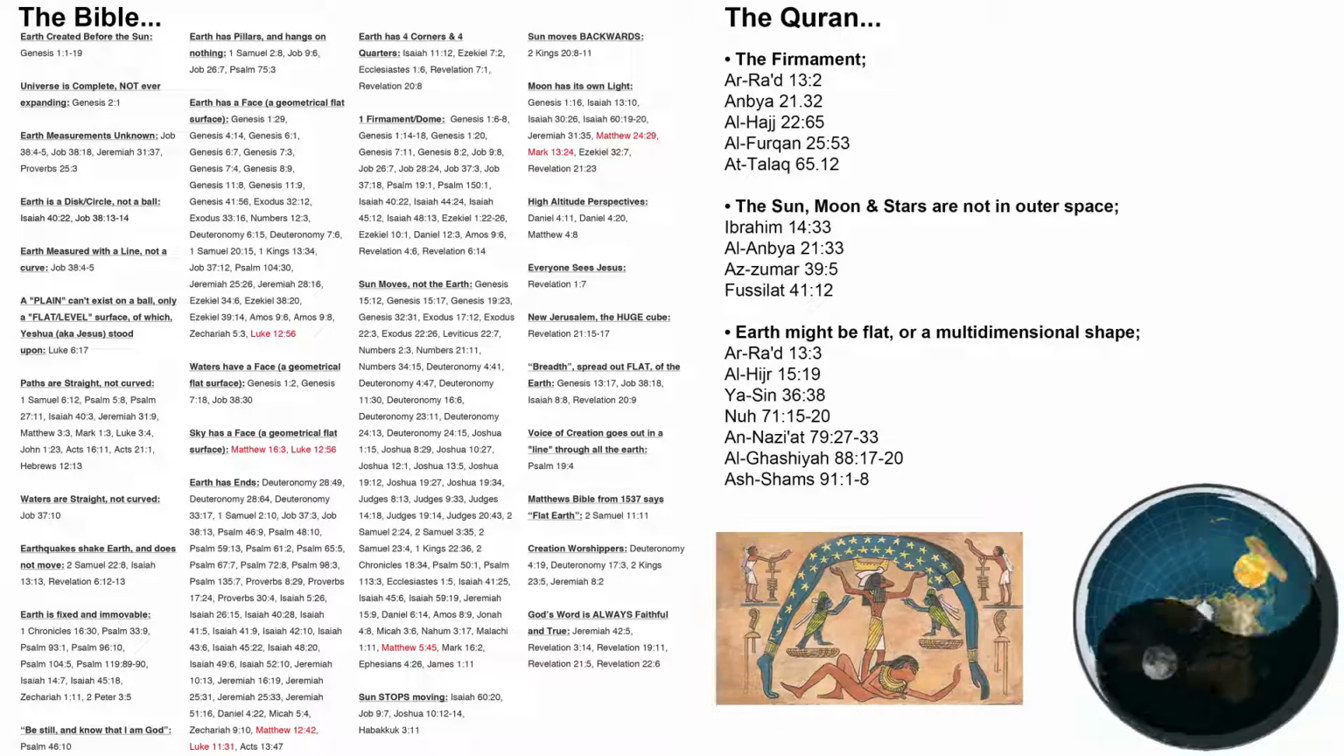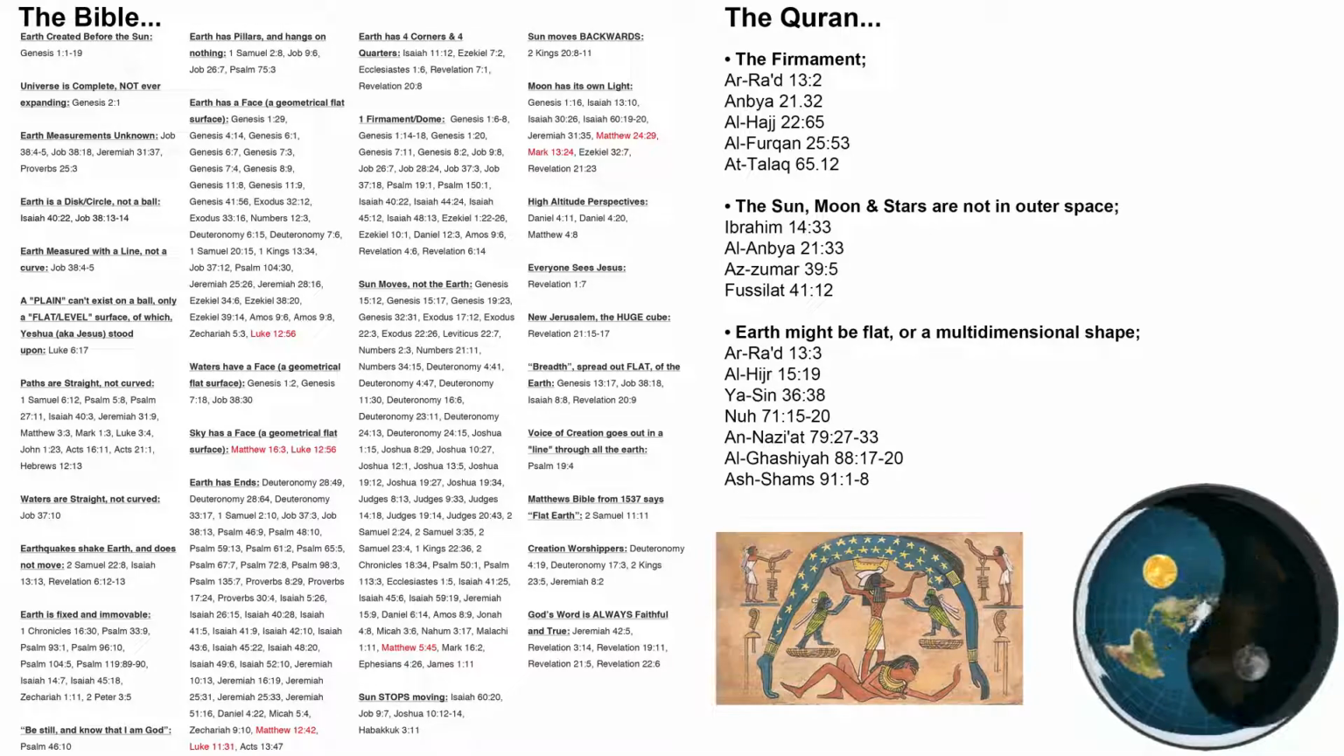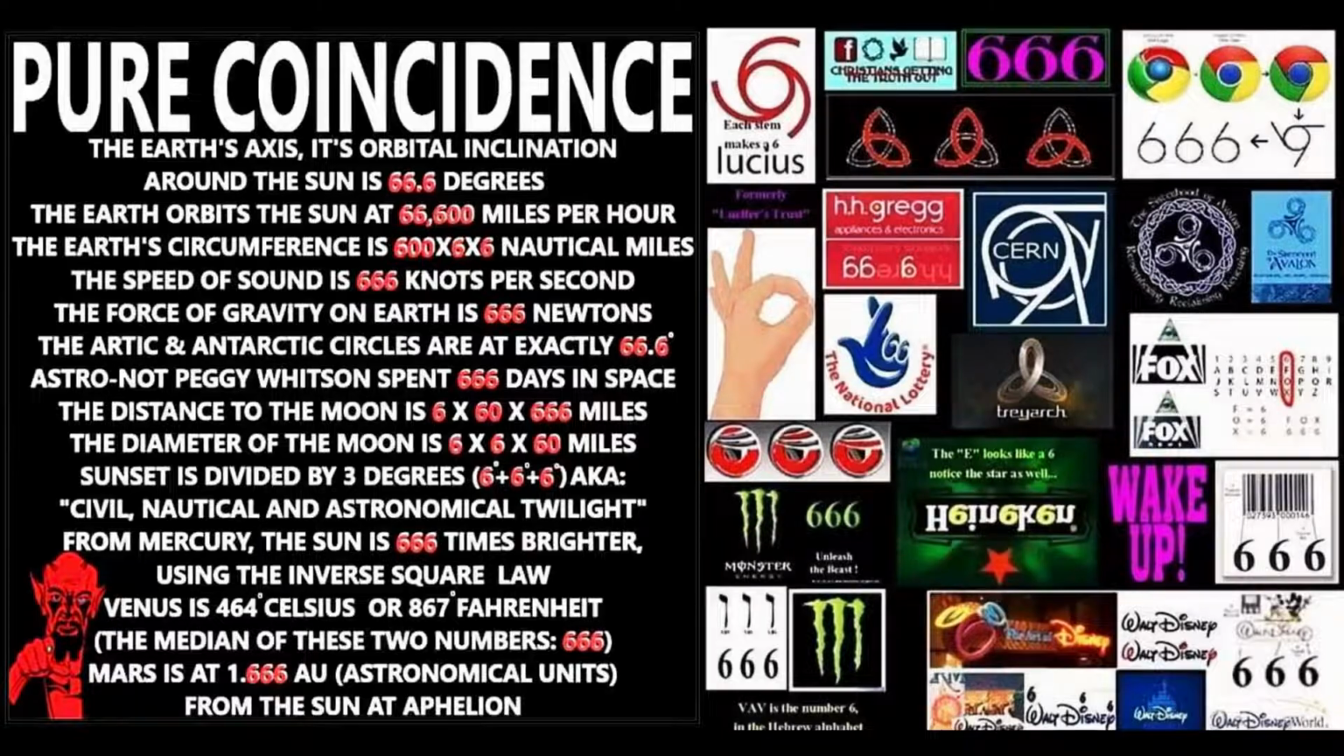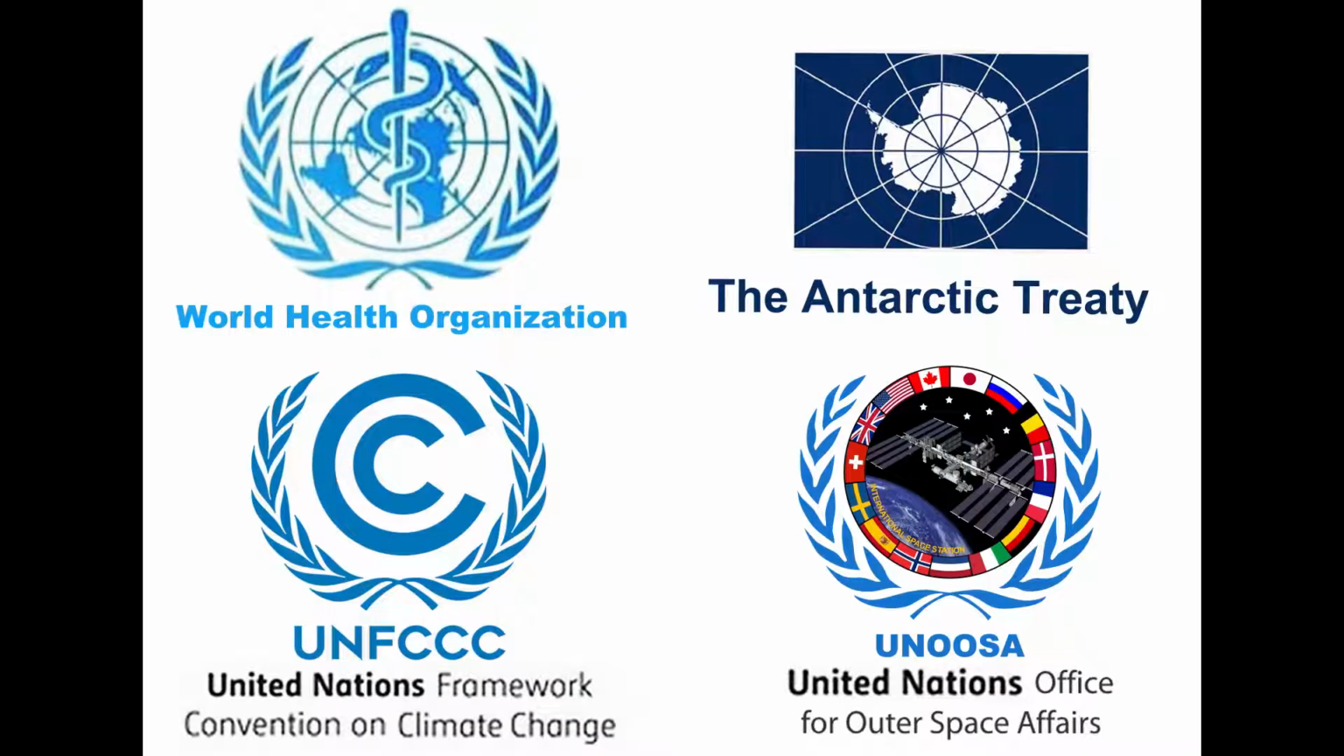Just like the historical accounts in the Bible, the Quran, all the Egyptian artifacts, and the yin-yang symbol seen all over the world. But we can ignore all that, just like we can ignore the 666 number appearing all over the globe model. And we can ignore the treaties.